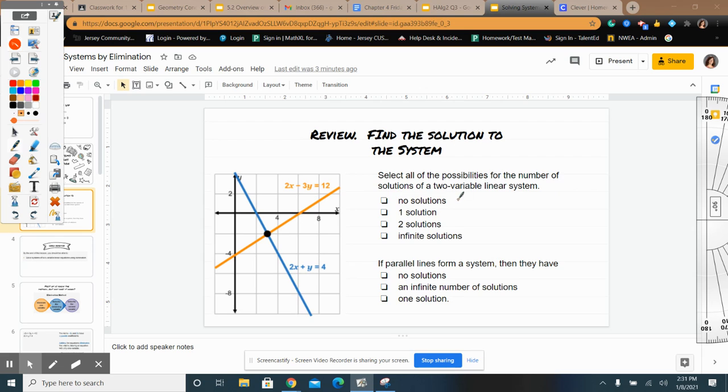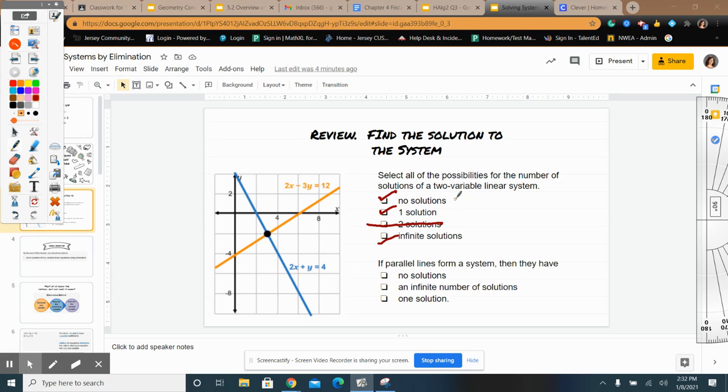You can have no solutions. They could be parallel. You could have one solution just like this where they touch. Can you have two solutions if you have two lines? There's no way you can make two lines touch in two spots. So that is not a possibility. And infinite would work because they could be on top of each other.